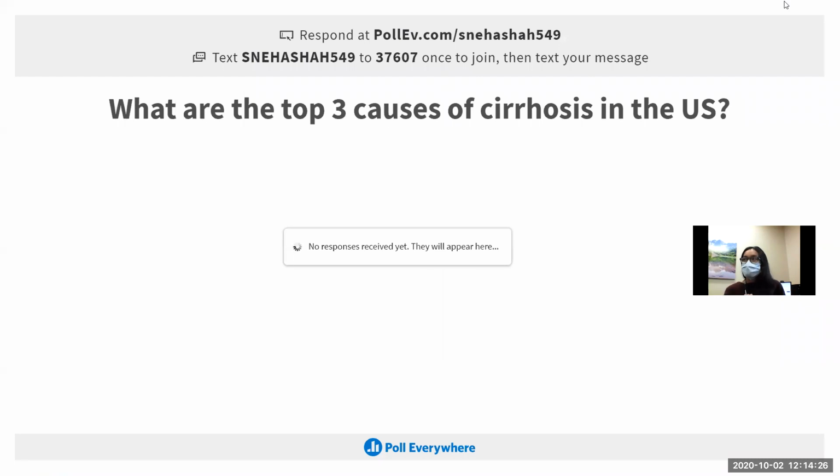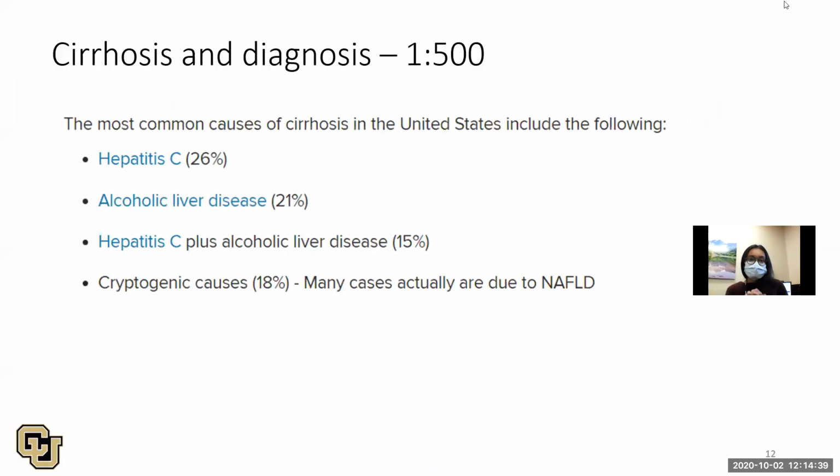So, a little epidemiology here. What are the top 3 causes of cirrhosis in the United States? Alcohol, fatty liver disease, Hep C, yep. It's estimated conservatively that about 1 in 500 people in the United States have cirrhosis. Some, of course, are undiagnosed. The most common are Hep C, alcoholic liver disease, the combination of the two, and now rising higher and higher is non-alcoholic fatty liver disease, which can progress to cirrhosis.